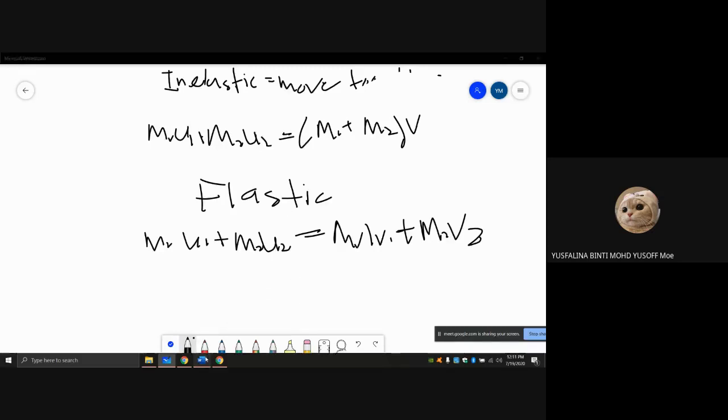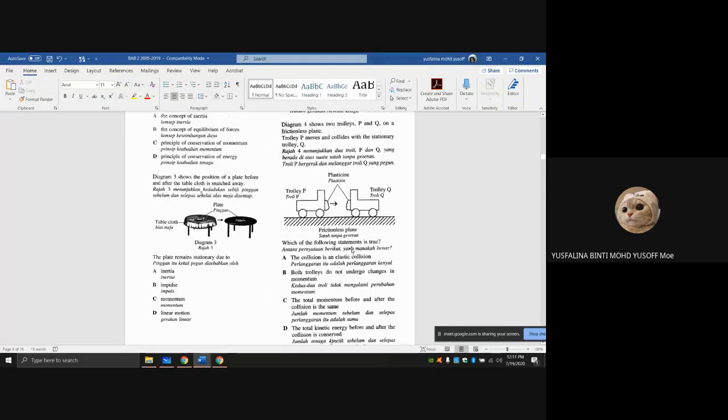Okay, so see the question here, this is inelastic, so of course A is wrong. Both trolleys do not undergo change in momentum? No, there must be a change in momentum. See, the total momentum before and after the collision is the same. This is the principle of conservation of momentum, right? So the answer should be C.